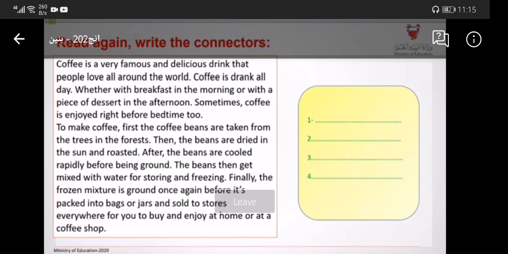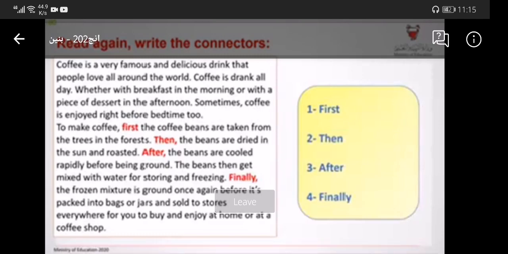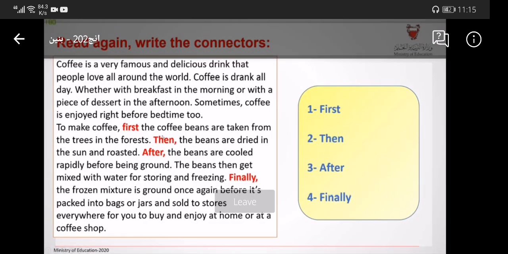Okay, now let's check the answers. The first one is first, in this sentence: First, the coffee beans are taken. Second one is then, after, and then finally.